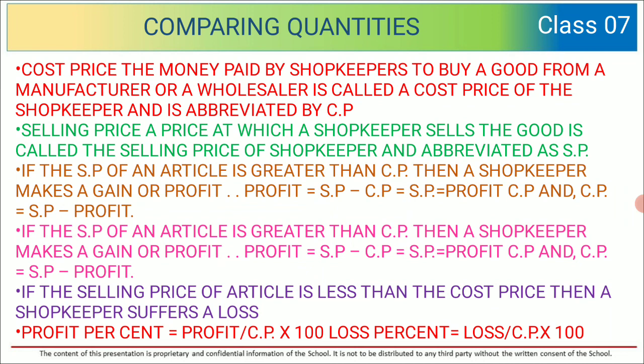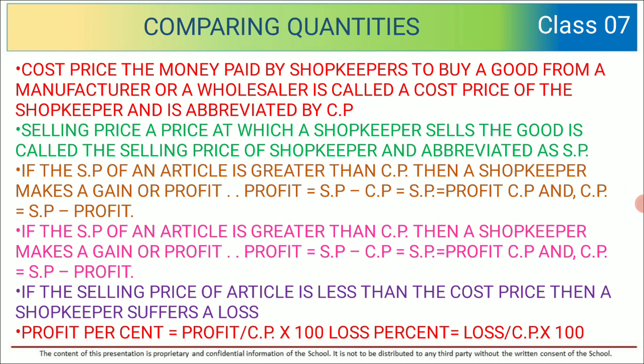Selling price. Now the shopkeeper has bought it from the manufacturer, and now he also has to sell it to us, the customers. So selling price is the price at which a shopkeeper sells the good. Suppose he has bought the set of books from the manufacturer at 120, so that 120 is its cost price, and if he is selling it at 150, so 150 becomes the selling price.